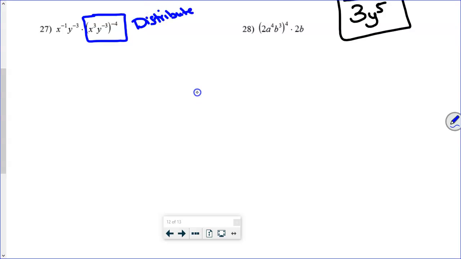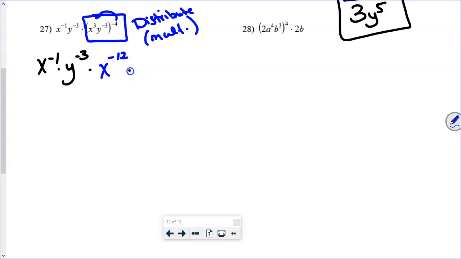Very quiet. Alright, so the x to the -1st power and the y to the -3rd power, nothing happens yet. I'm just going to rewrite them. But then this blue part, this becomes x to the... Now what do you do with the existing exponents when they're on top of each other like this? They multiply. Very good. So this becomes x to the -12th times y to the +12th.